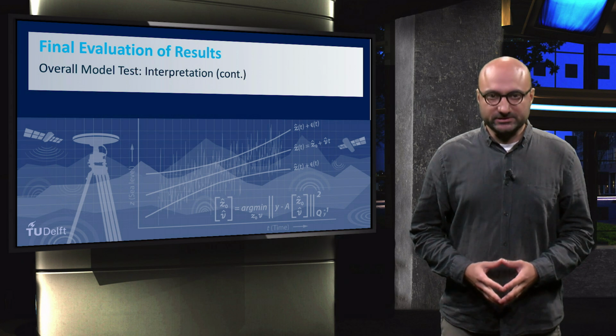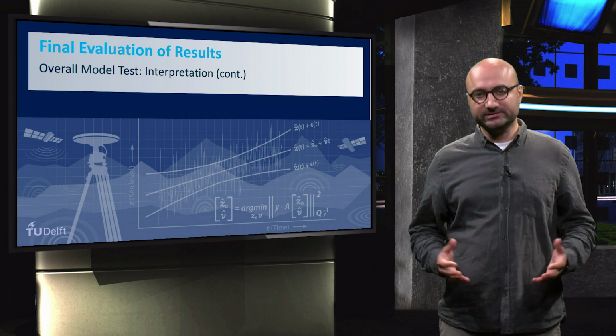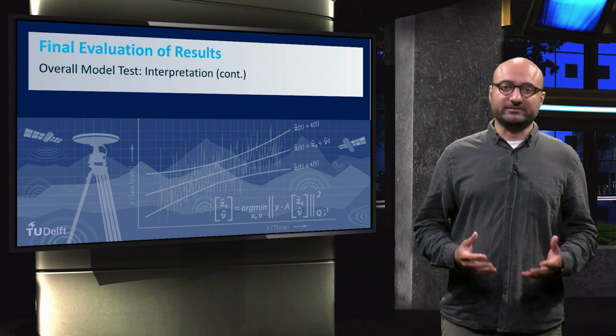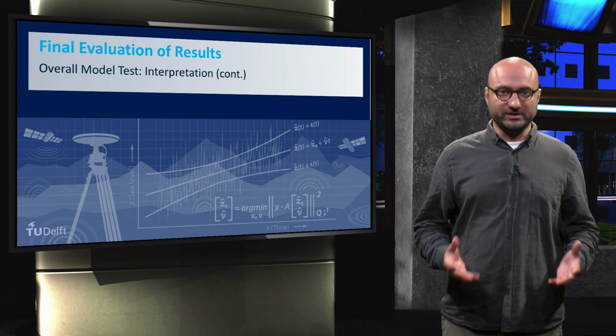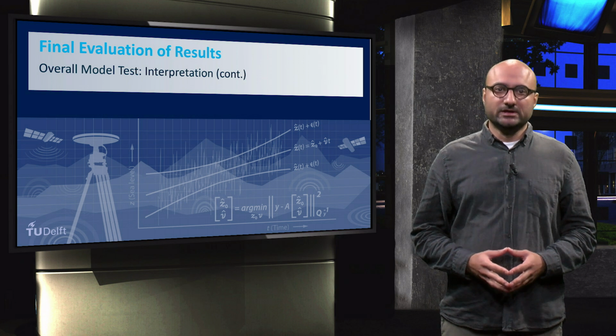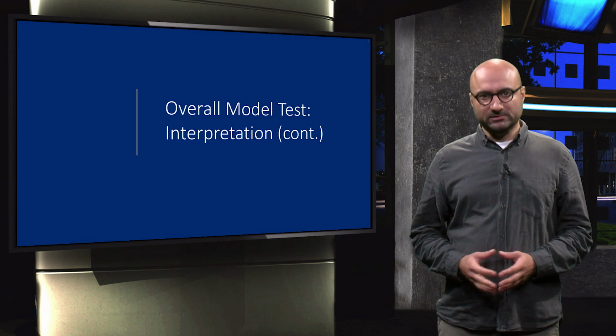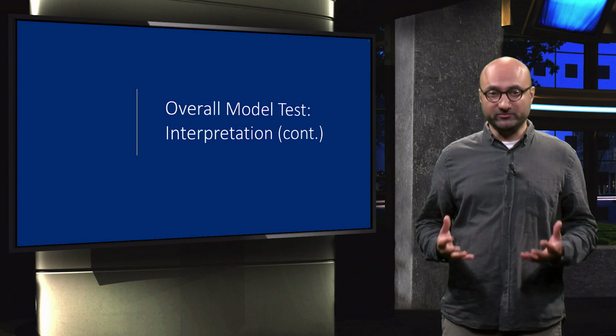Let's continue our discussion on the overall model test. We saw if the test is rejected, there is a problem in the mathematical model, either in the observations, in the functional model, or in the stochastic model. Now we will look at the line fitting problem or the sea level example and elaborate more on these three scenarios.